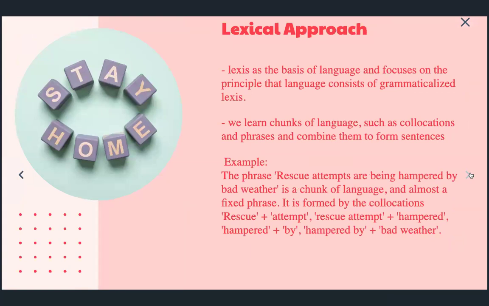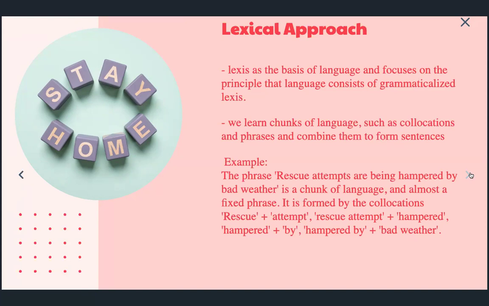Now, in the field of lexicology and related disciplines, one particular framework is worth exploring: the lexical approach. This approach identifies lexis as the basis of languages and focuses on the principle that language consists of grammaticalized lexis. This approach has become increasingly used in studies of second language acquisition as an alternative to traditional grammar-based teaching methods.